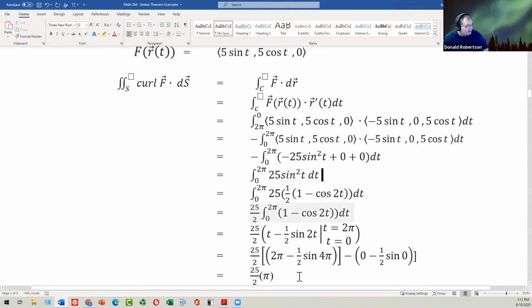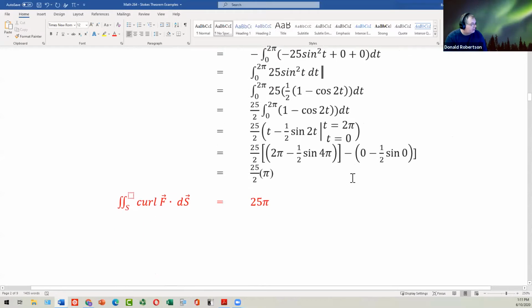Now, at that point I've given the rest of the details, but essentially the original integral, this surface integral, was turned into this here. And we know how to get that. It's a Calc 2 question, and there's a whole load of work in, but eventually it's 25 pi.